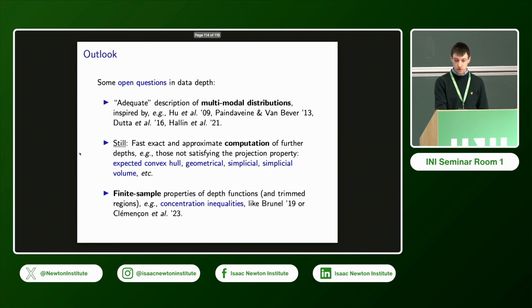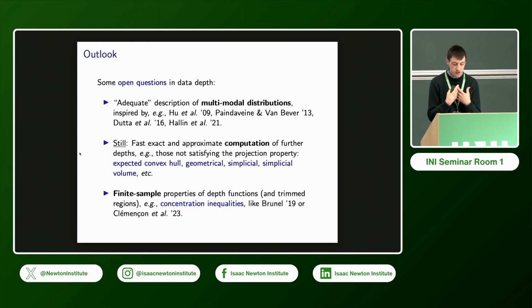So I just would like to conclude with some open questions, which from my point of view are important for the field of data depths. I guess there will be people who would disagree. So first, it's to define some adequate depth notions which reasonably describe the multimodal distributions. There are already examples of how to do it. Like machine learning community finds that it's not enough.